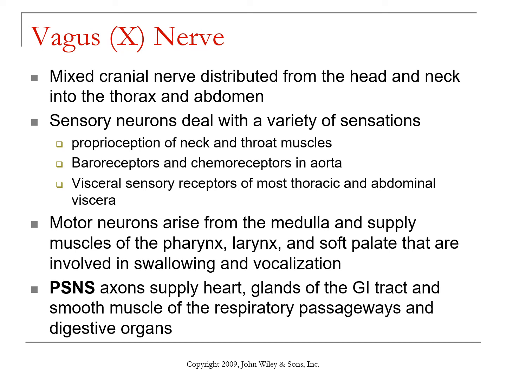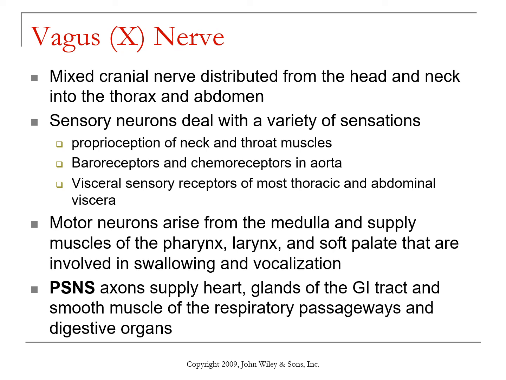Its somatic sensory function is from the muscles of the neck and the throat. And autonomic sensory also includes receptors in most of the thoracic and abdominal viscera. So even though we are not consciously aware or able to localize very well sensations coming from our internal organs, they do have receptors that send signals into the brain, most of them along the vagus nerve.